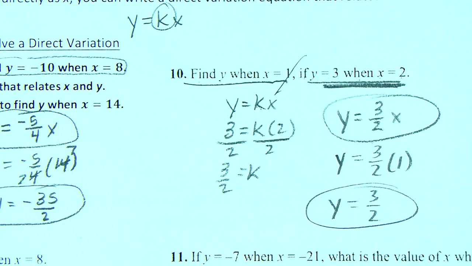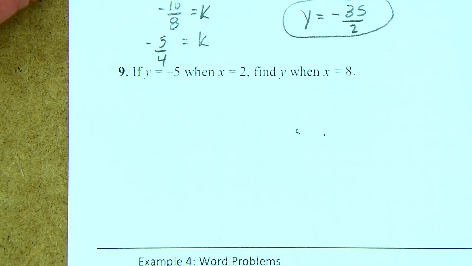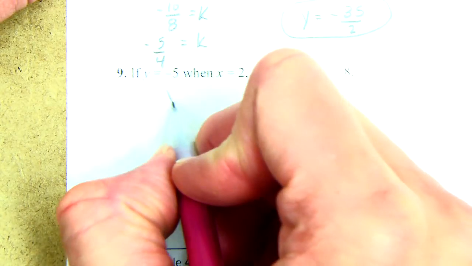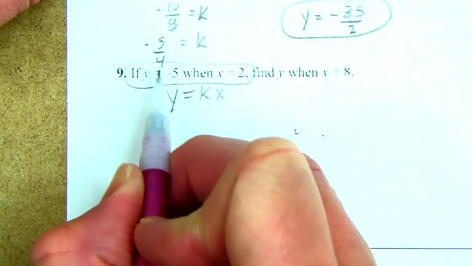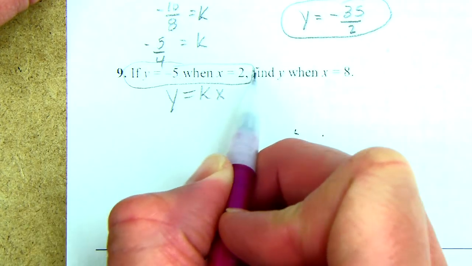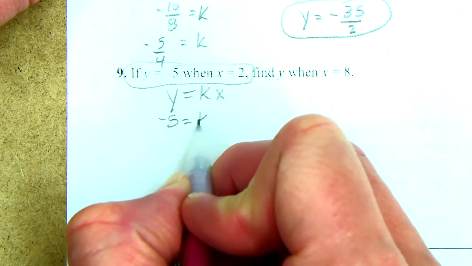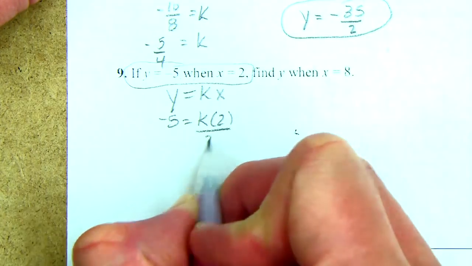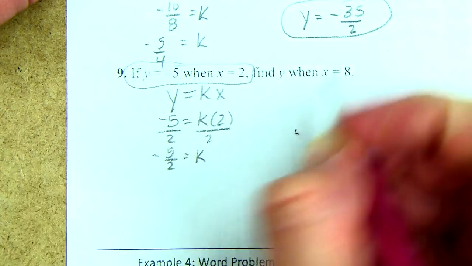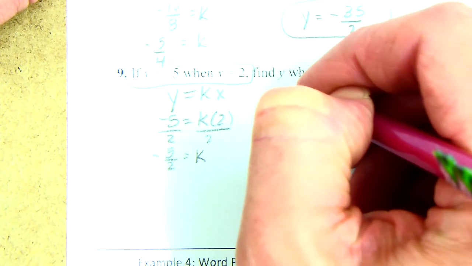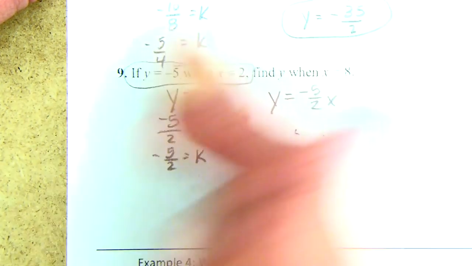All right, check out this one. It's, again, written a little bit different. If y is negative 5 when x is 2, those two go together. Y is negative 5 when x is 2. So negative 5 equals k times 2. Divide by 2 to solve for k. Our constant is negative 5 over 2. So our equation is y equals negative 5 over 2x.